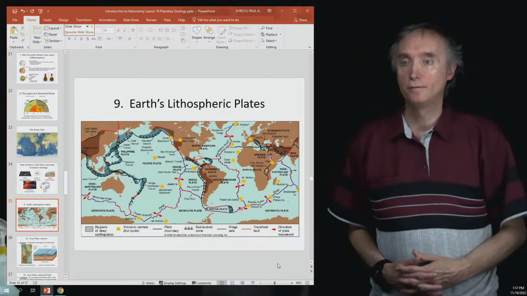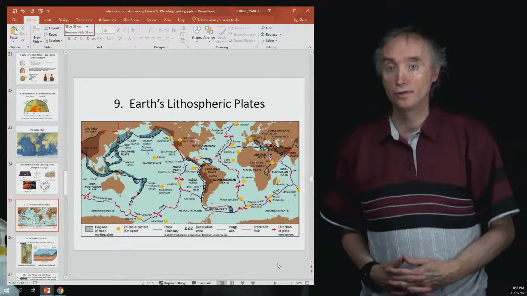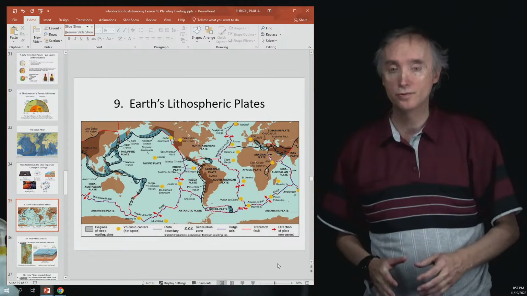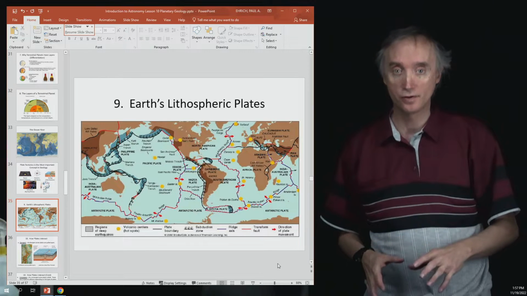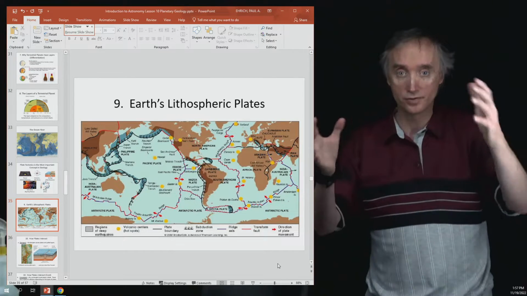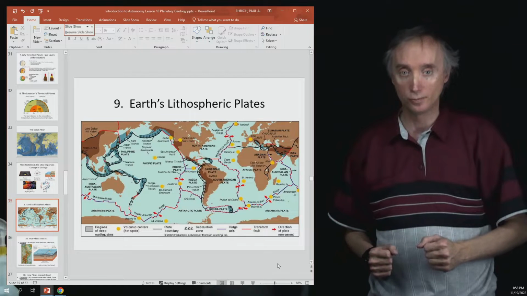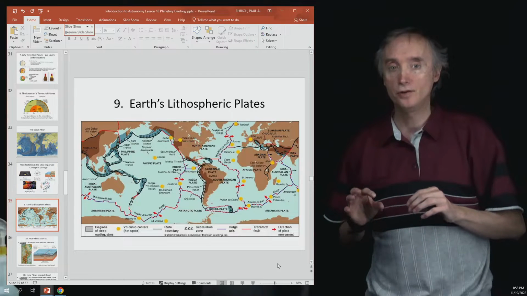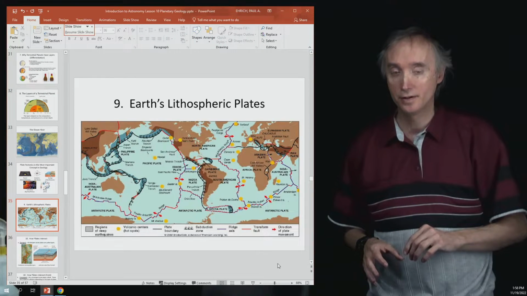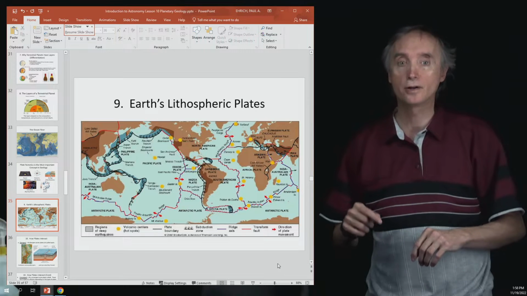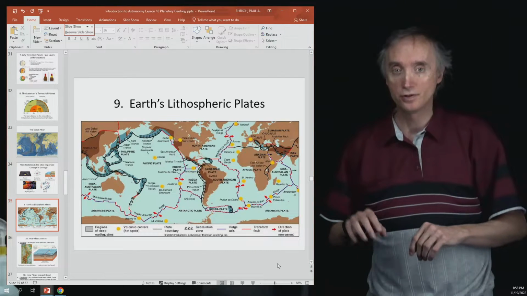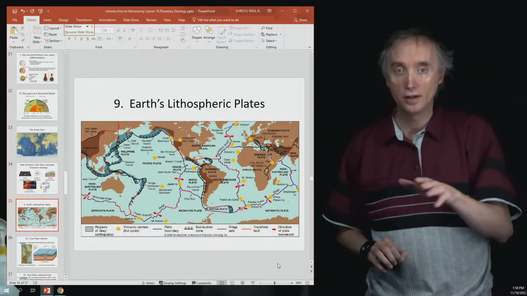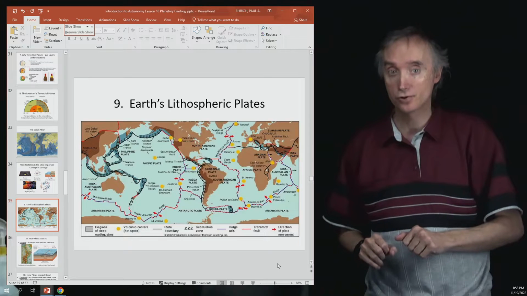So the idea of plate tectonics is that the Earth is broken up into plates. The uppermost part of the Earth, the lithosphere, the solid part of the surface of the Earth, is broken up into individual plates. There's about 12 of them. And you can see that the North American continent is part of the North American plate. So you have the North American continent and part of the plate that goes underneath the Atlantic Ocean.